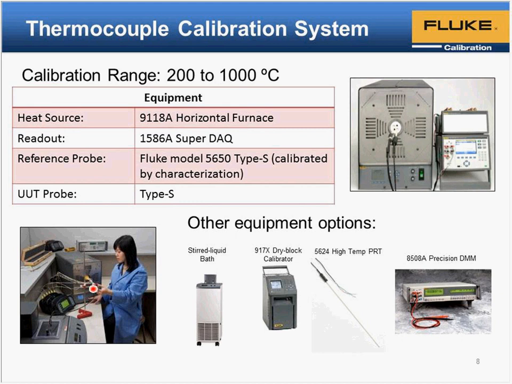We have a technician doing a similar calibration, but using a Fluke thermal readout, which has slightly better specs than the 1586A that we are reviewing here. But the main point of this slide is that the uncertainty analysis we are presenting is general and can be easily adjusted to accommodate any of the equipment that we were showing here. The principles are the same; the numbers will just be slightly different.